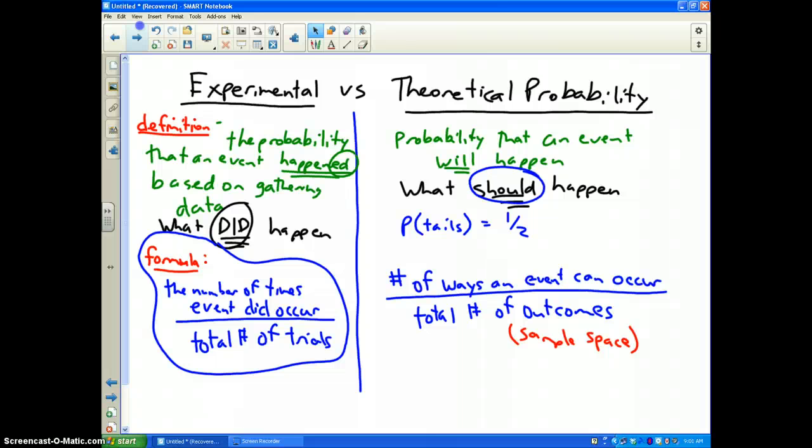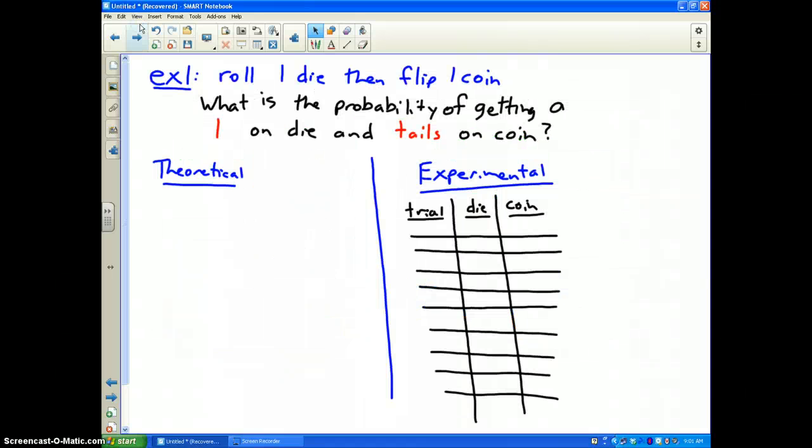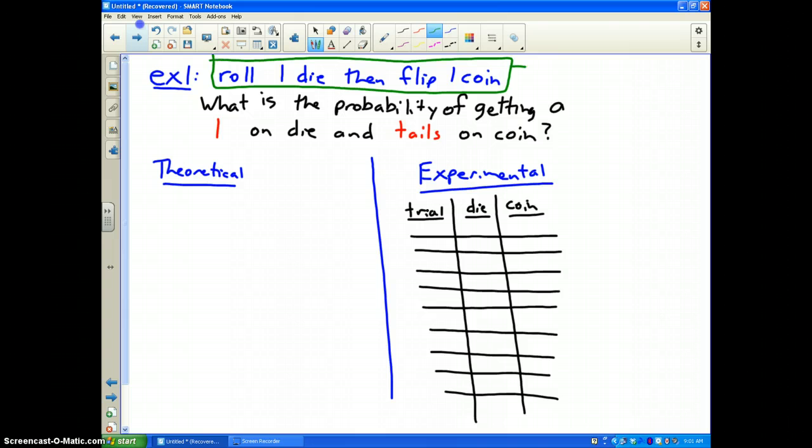Now, let's do an experiment. Our experiment today is to roll one die and then flip one coin. That's the event that we're talking about.